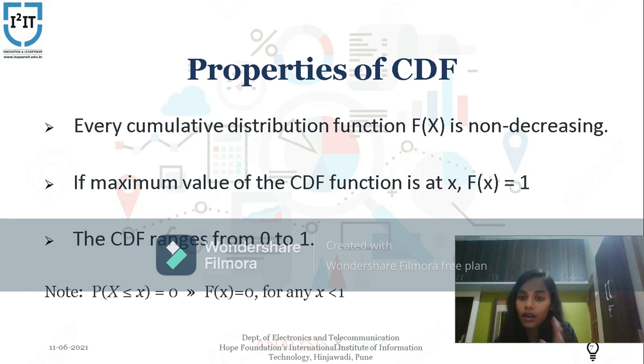This is because if x is the maximum value, we have to take the summation of all the values that are behind it, and that will be equal to 1, because it is a complete set of all the random variables, right? Also, since the CDF deals purely with probability, its values range from 0 to 1.